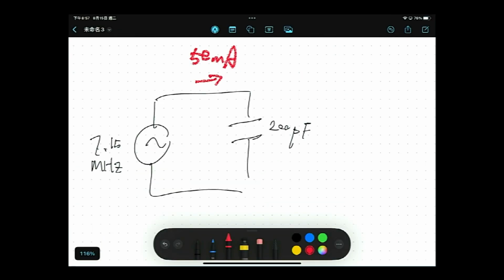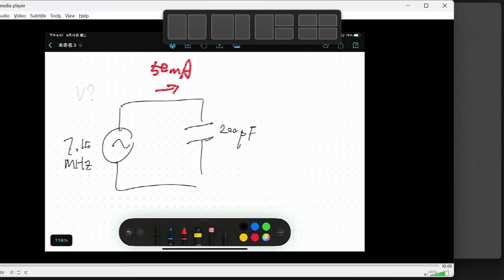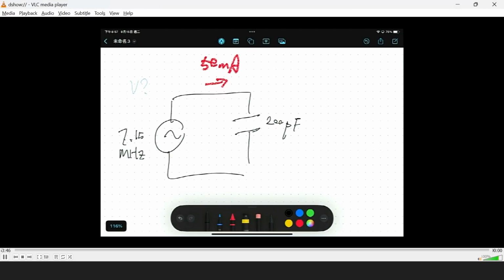They want to ask you what is the voltage. Okay, right. So how to calculate it? Simple. So you have to use two calculations. One is, you know that Xc equals 1 over 2 pi fC, right? One is V equals I R or I X. Okay, so you have to use two equations at the same time.